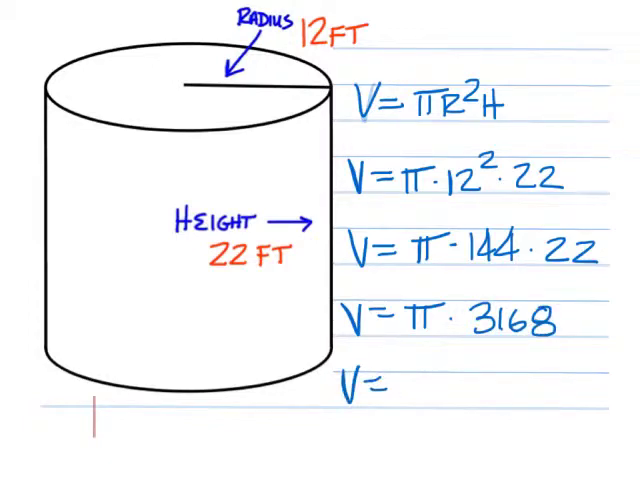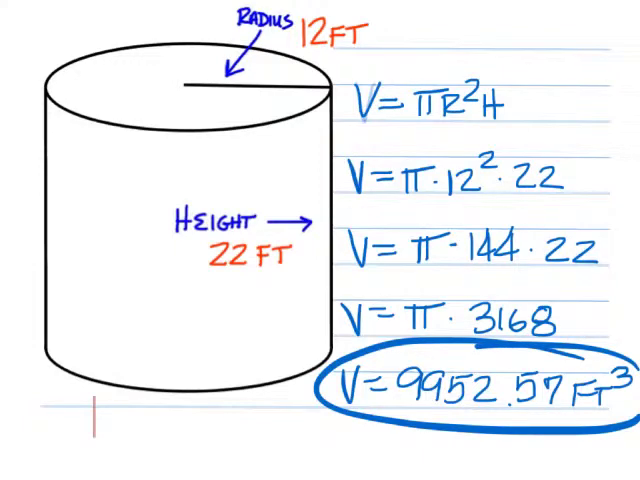And multiply 3168 by pi. The answer should be 9952.57 feet cubed. This is all of the work you need to show for your homework.